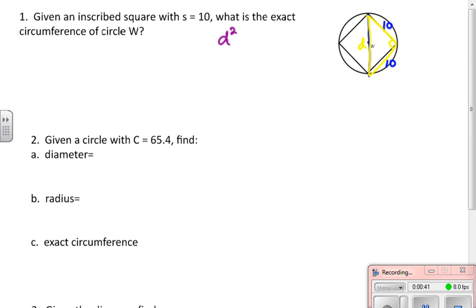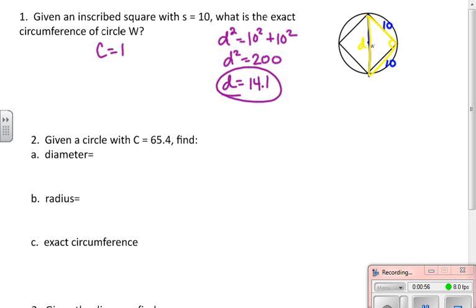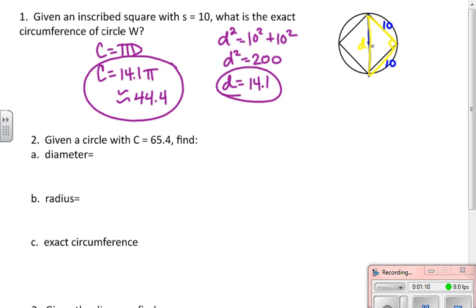So d squared is equal to 10 squared plus 10 squared. Diameter squared is equal to 200. Take the square root of both sides, and my diameter is 14.1. Now that I know that number, I can go to my circumference formula, which is pi times diameter. So my circumference is 14.1 pi. That's the exact answer, or approximately 44.4. So depending on your directions, you decide which answer is more appropriate.